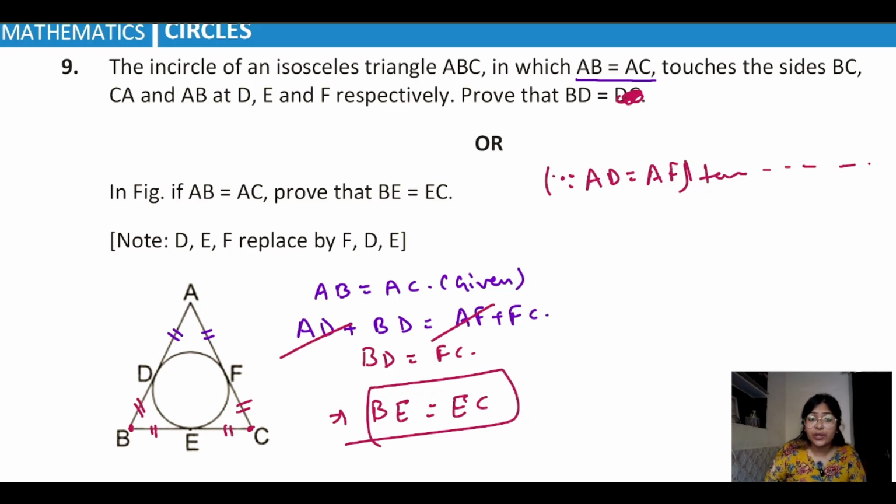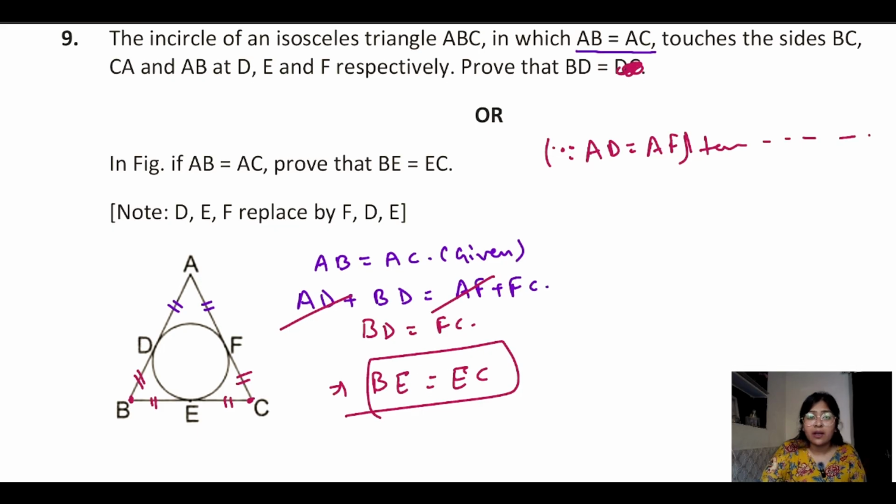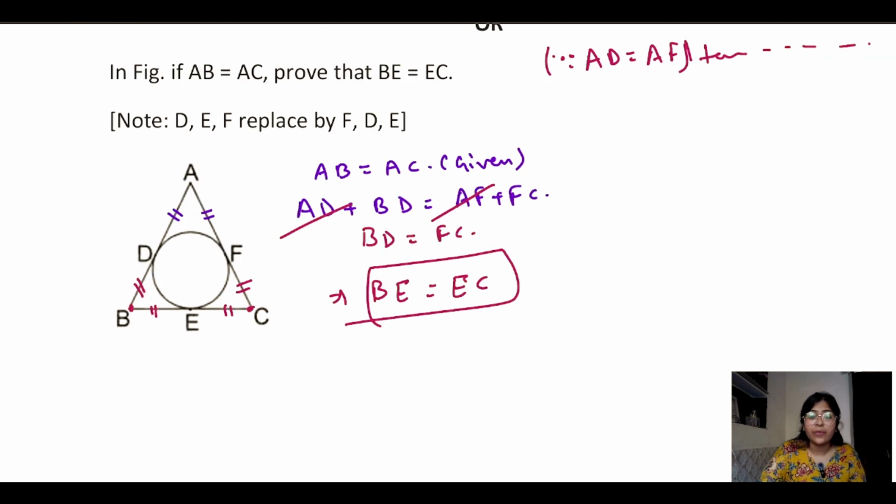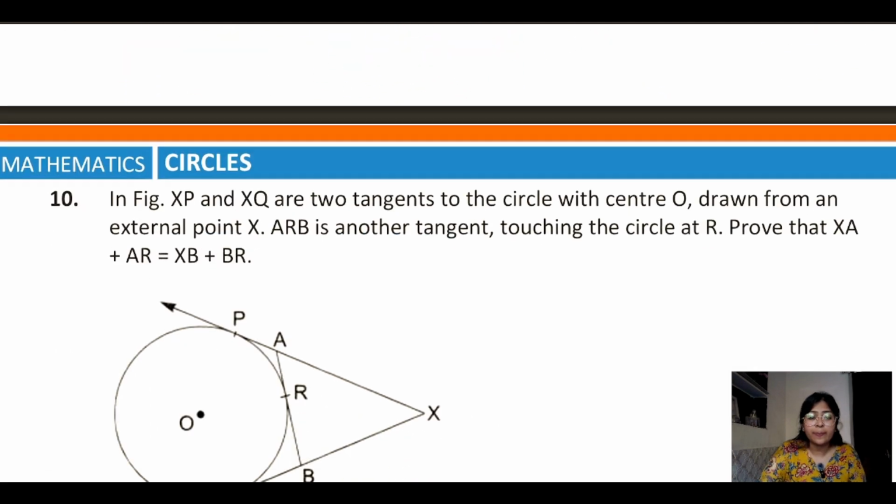This is clear to you, learners. If you have any doubt, you can comment and ask. But I think I have explained well. You got the concept. We used only one concept, that the lengths of the tangents drawn from an external point are equal. This is clear? Okay, now move to the next question.